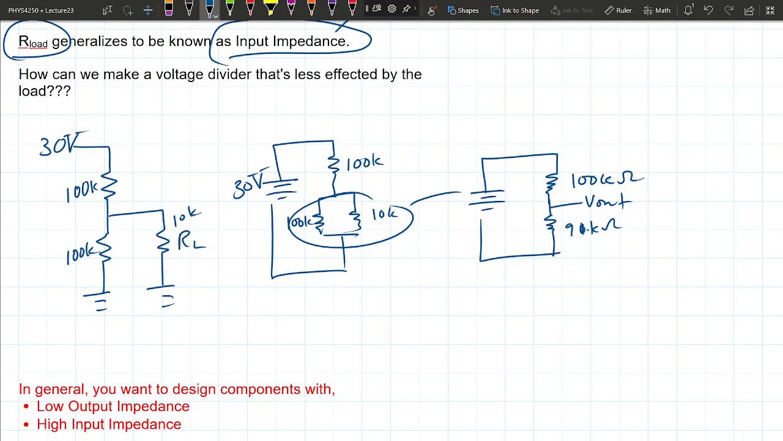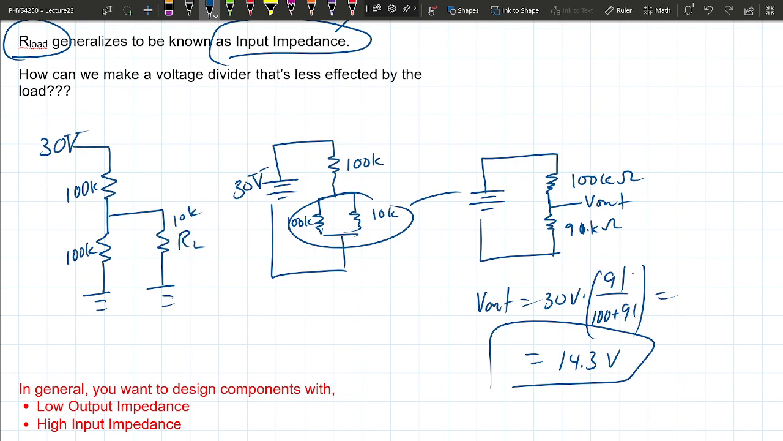It's still not 15 volts, right? So if I did this voltage divider here and plug this into my V out, it's going to be 30 volts times 91, divided by 100 plus 91. So let's see what that is. 191, ugh, fractions. I got 14.3 volts. It's still not 15, but at least it's not 10, right? Maybe your processor can work with this, okay?